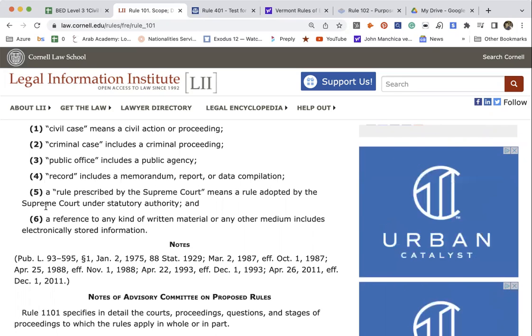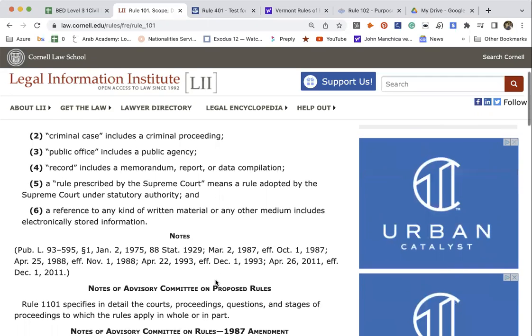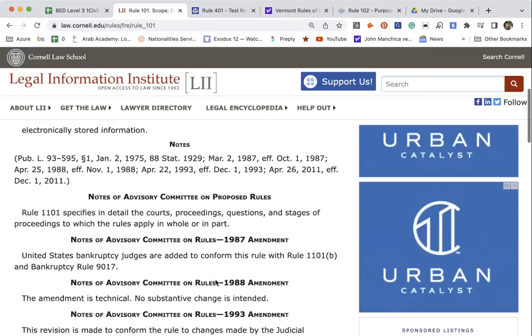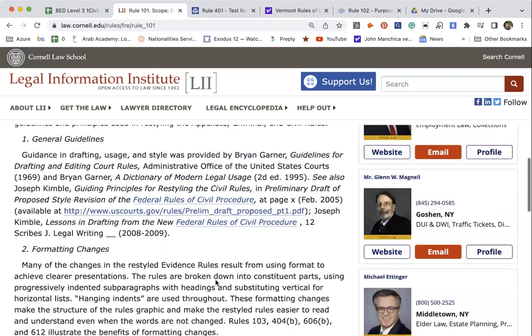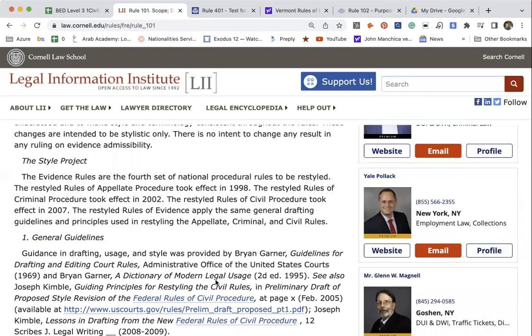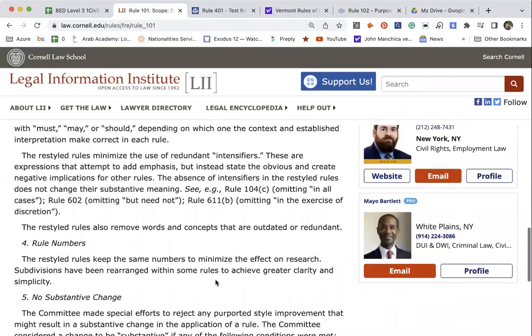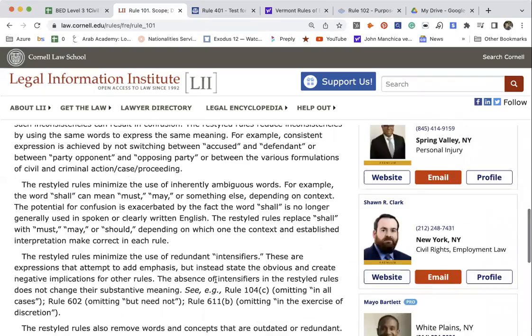Number five, a rule prescribed by the Supreme Court means a rule adopted by the Supreme Court under statutory authority. And number six, a reference to any kind of written material or any other medium includes electronically stored information. So we see all the changes that have gone towards the general provisions.